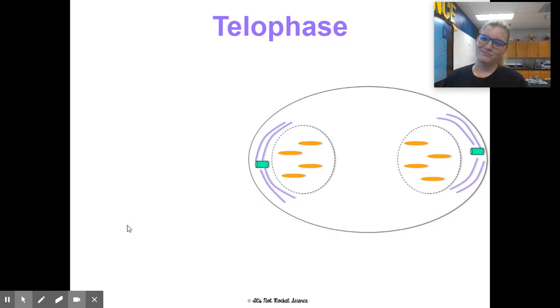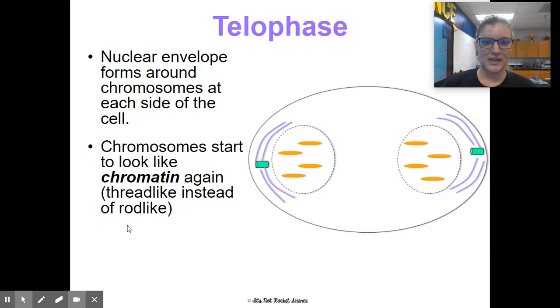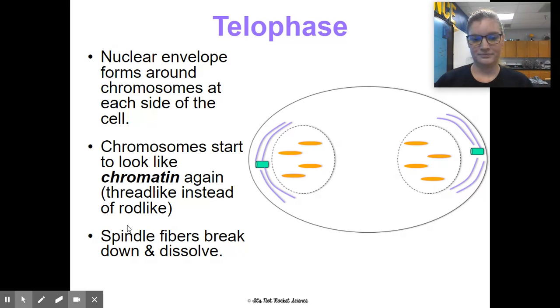Telophase, I don't have any cool way to remember this, so if you come up with one, let me know. But in telophase, we start protecting that DNA again. So our nuclear envelope comes back around each set of chromosomes. And then they start to look like chromatin again, which means that they're unwinding. So it's kind of like the slinky is becoming completely unwound, and you just have a tangle of stuff now. And then our spindle fibers, or your creepy spider legs, are going to break down and dissolve back into the cell because they're no longer needed.